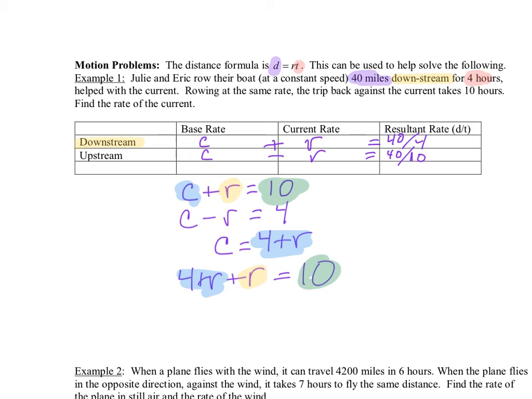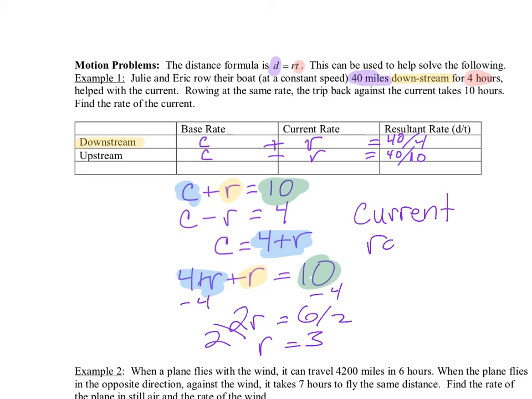All right. So back to the equation. This gives me, if I subtract the 4, 2R equals 6. So R is 3. I simply divide both sides by 2. So my rate is 3. Find the rate of the current. There we go. And it was miles and in hours, so per hour.